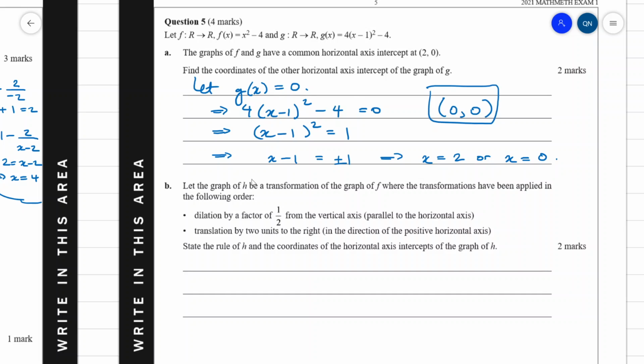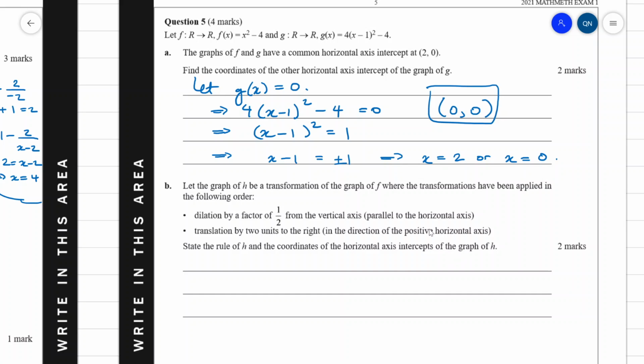Okay, now let the graph of h, did we have an h here? We didn't have an h. Be a transformation of the graph of f. So here's the graph of f, it's x squared minus 4, where the transformations have been applied in the following order. So we have a dilation, then we have a translation to the right. Then state the rule of h, and the coordinates of the horizontal axis intercepts of the graph of h.